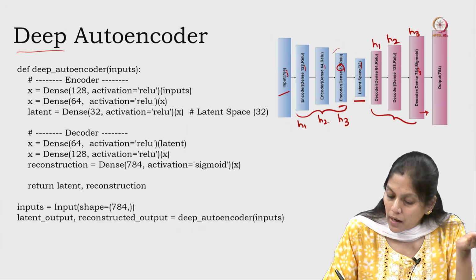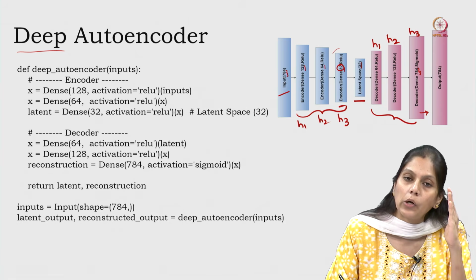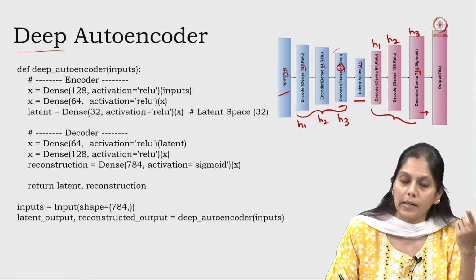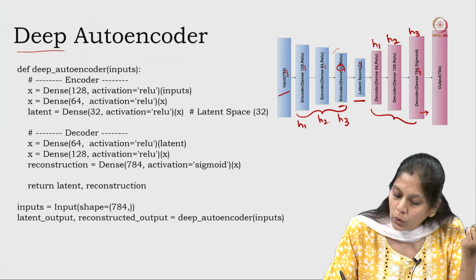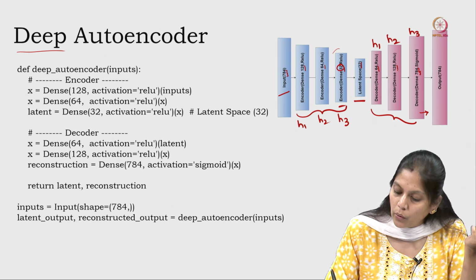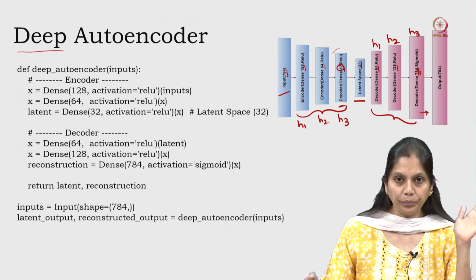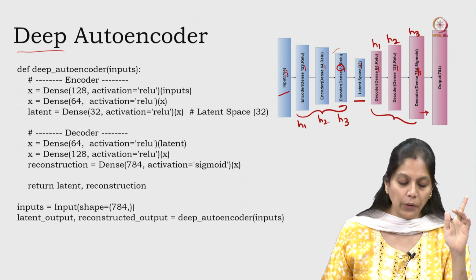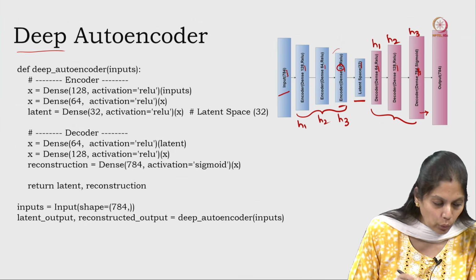At a decoder part, you have to go in the increasing order because the aim is to reconstruct back. So, from 32 you go to 64, from 64 to 128, 128 to 784. I hope the architecture is clear to you. So, now let us see how we are writing the code.